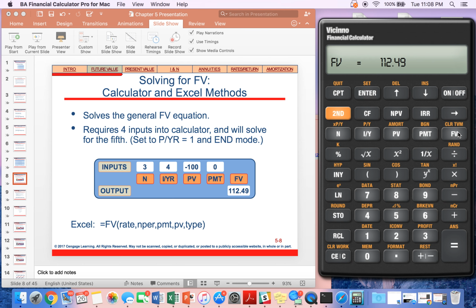So let's go ahead and talk about that negative $100 that we just put in. So what we've solved for is the future value. What this says is that my $100 in 3 years at a rate of 4% is going to be worth $112.49, okay? Well, what's that negative? Unfortunately, it gets a little bit more complex. We have to have a negative in this function.